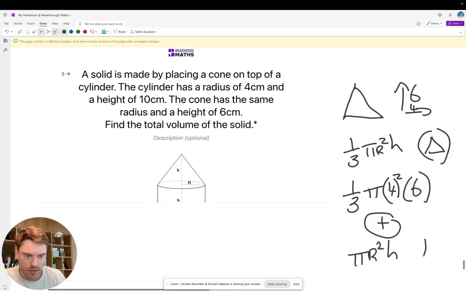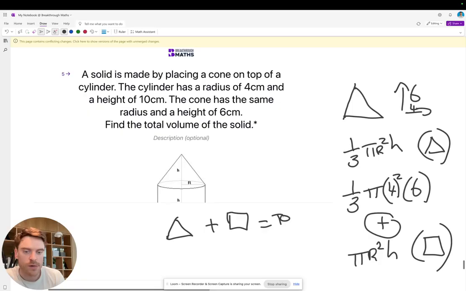So that's for the cone, then the cylinder underneath. You have to add them together. Just to show you, it's the cone plus the cylinder underneath. That gives you the total, and that's what you're really focusing on here. Makes sense?